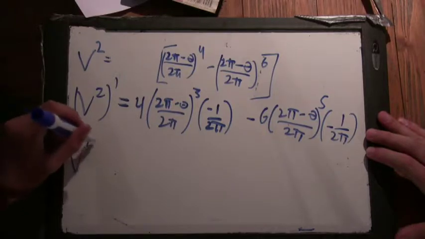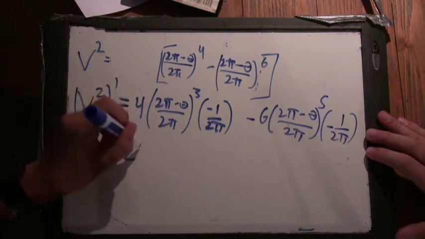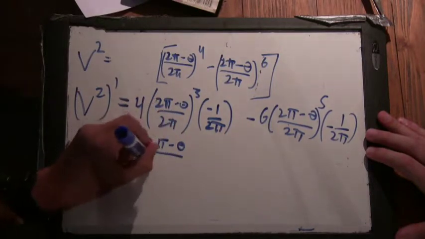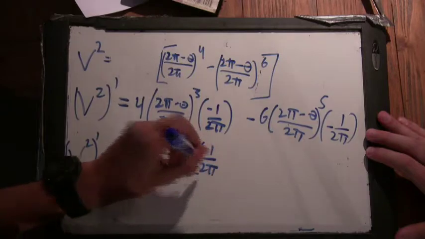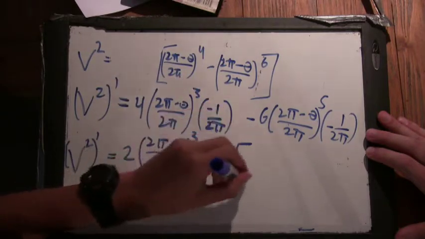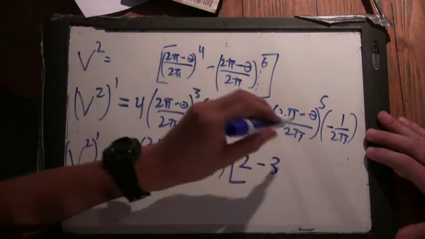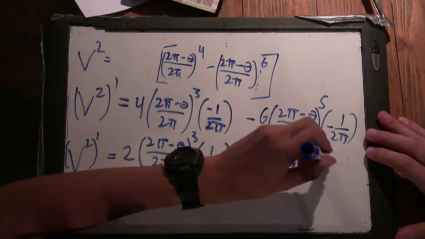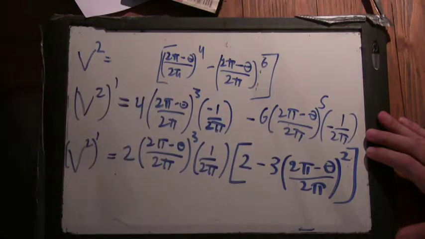So let's say b squared prime equals, I'm going to factor out a 2 times (2 pi minus theta over 2 pi) cubed times 1 over 2 pi, and then times (2 minus 3 times (2 pi minus theta over 2 pi) squared). I don't know if that actually helped. Well, a little bit, but you missed a minus sign. So this is minus.